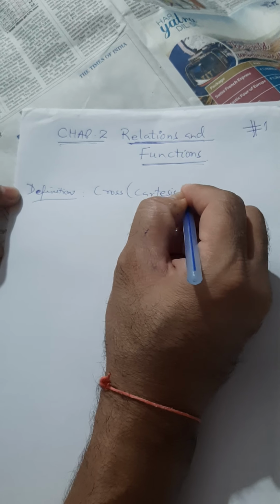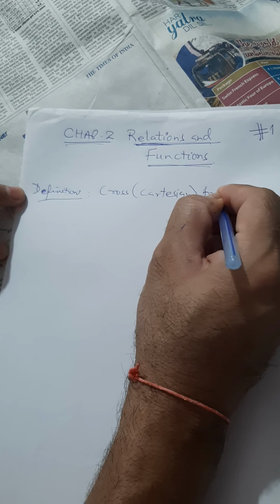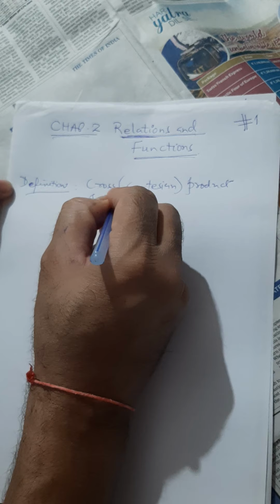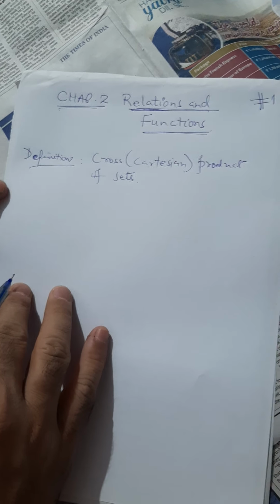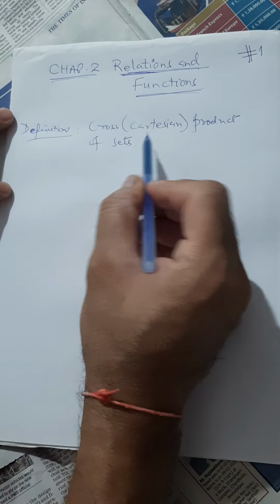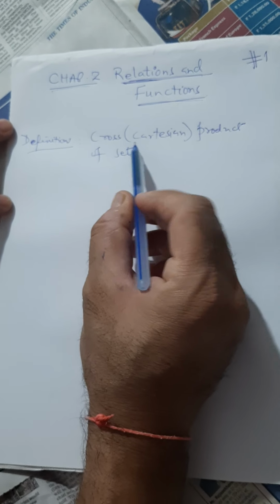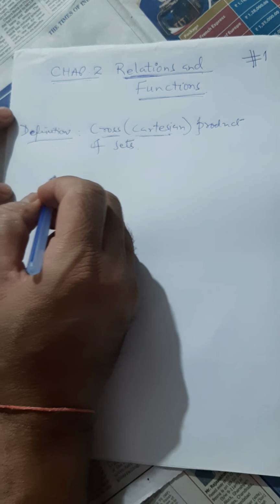Cartesian product of sets. So let's see. This is like operations on sets. You already studied union, intersection. Same way, this is also an operation on sets.